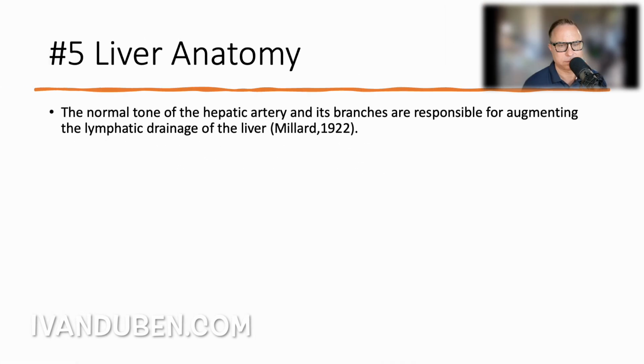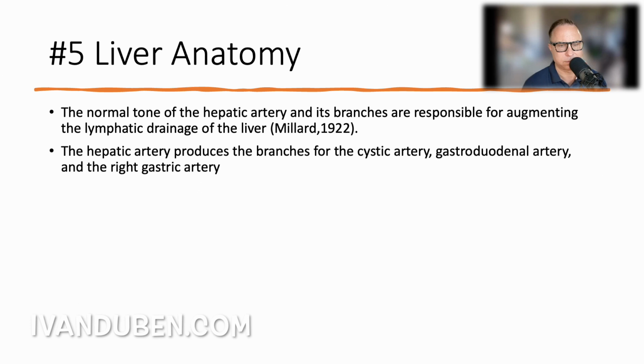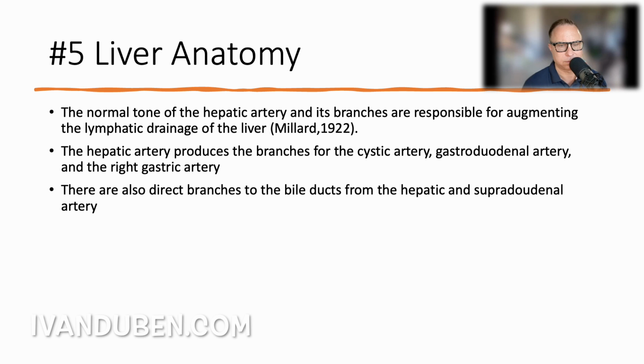Looking at some liver anatomy, the normal tone of the hepatic artery and its branches are responsible for augmenting the lymphatic drainage of the liver. The hepatic artery produces the branches for the cystic artery, gastroduodenal artery, and the right gastric artery. There are also direct branches to the bile ducts from the hepatic and supraduodenal artery.